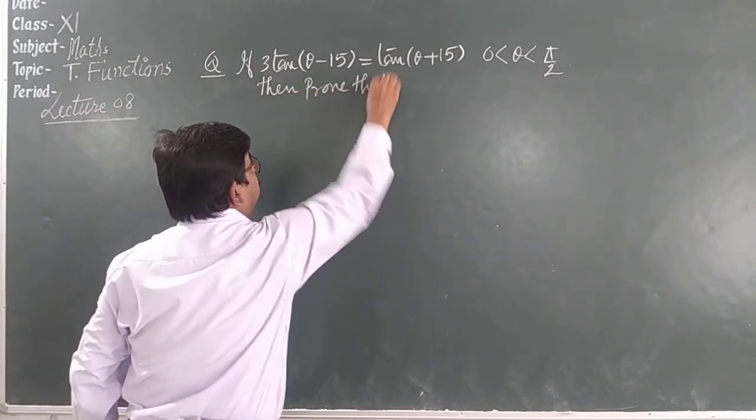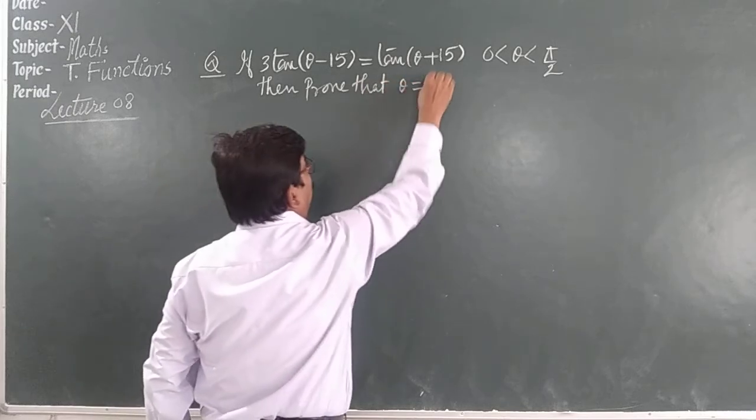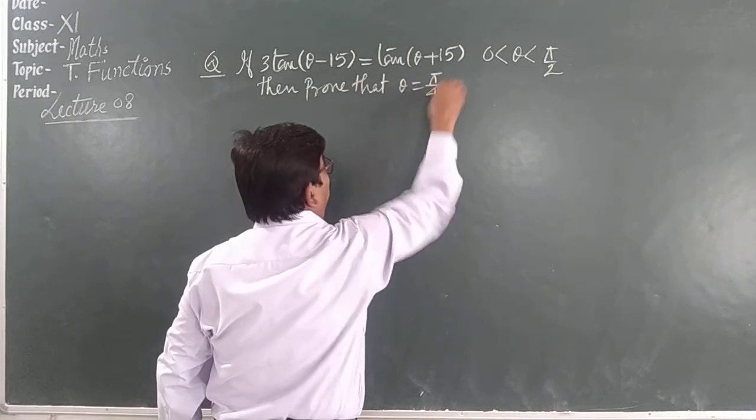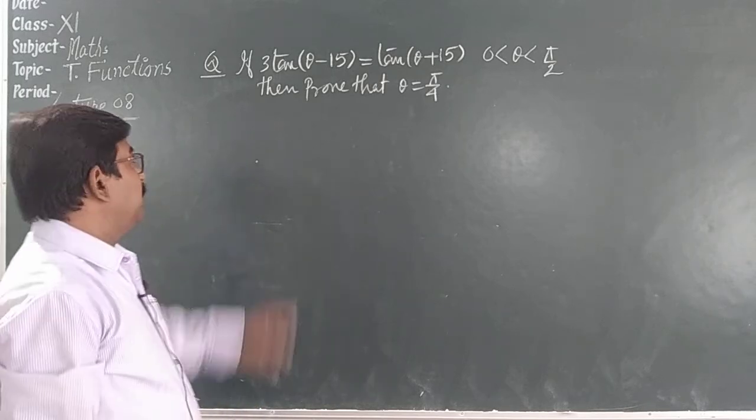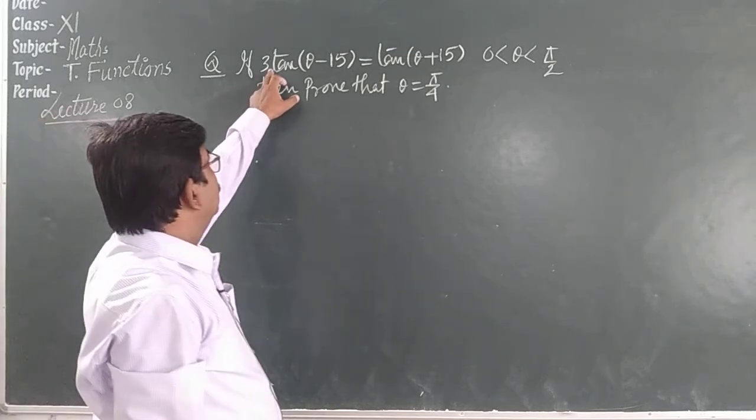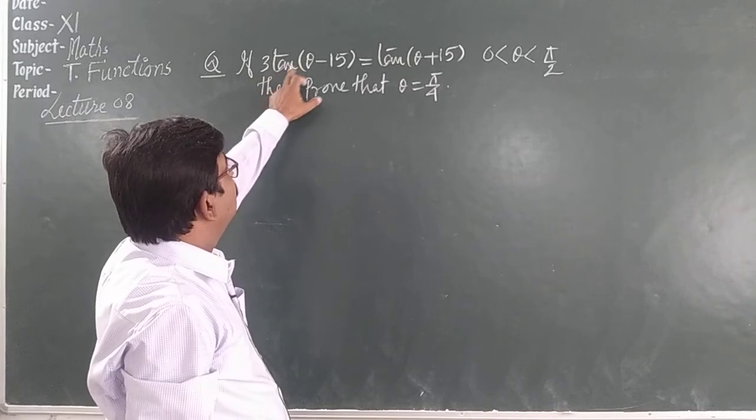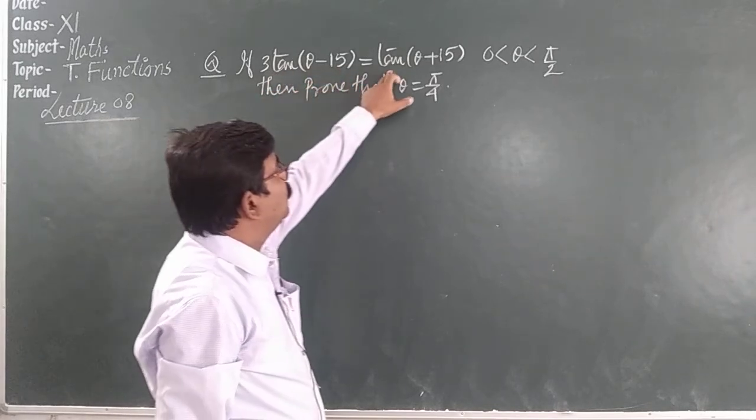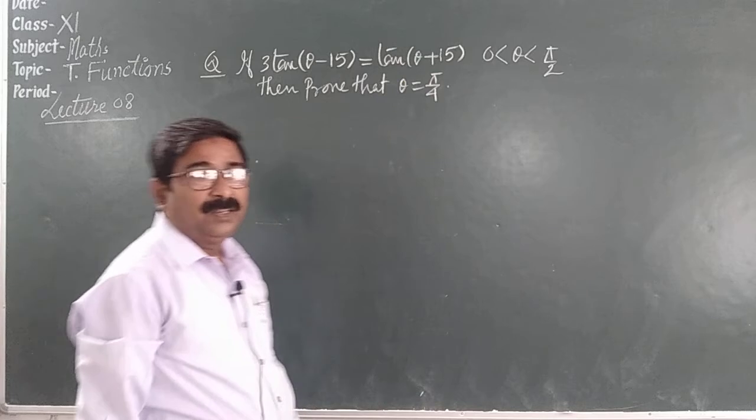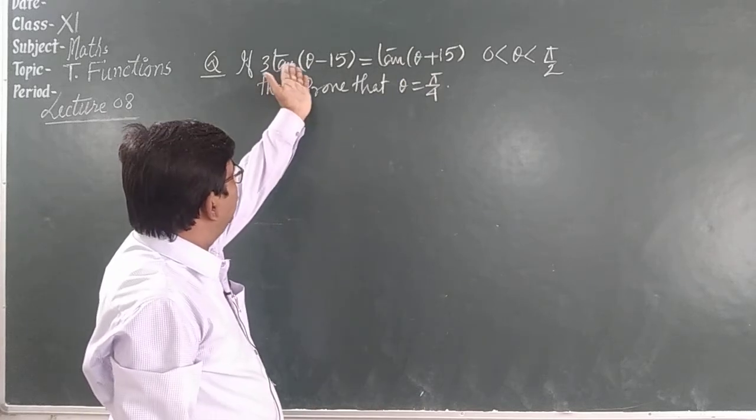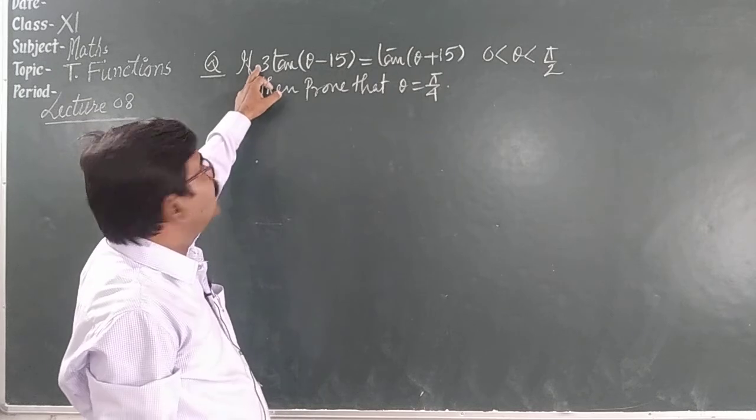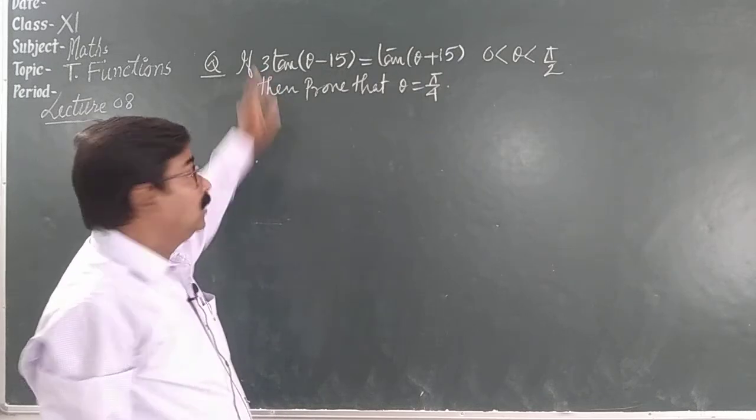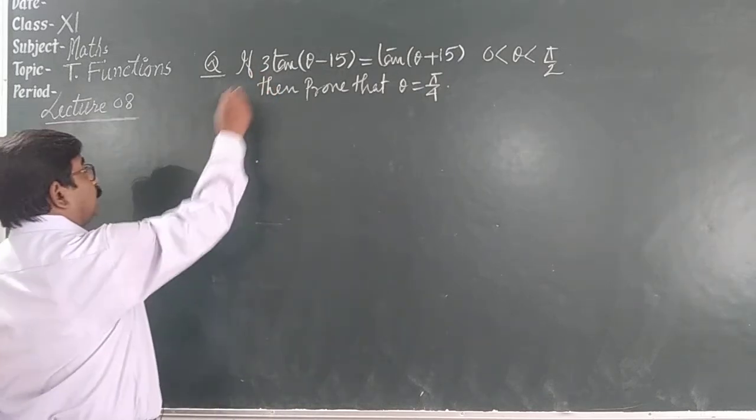Prove that theta is equal to pi by 4. It is an important question. Here we are given 3 = (tan theta + 15) / (tan theta - 15). If we send tan theta - 15 to this side, what is left on this side? We have 3.